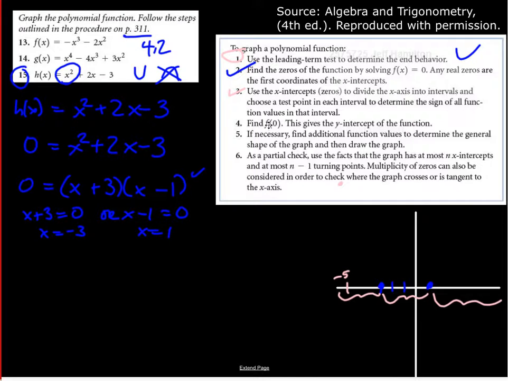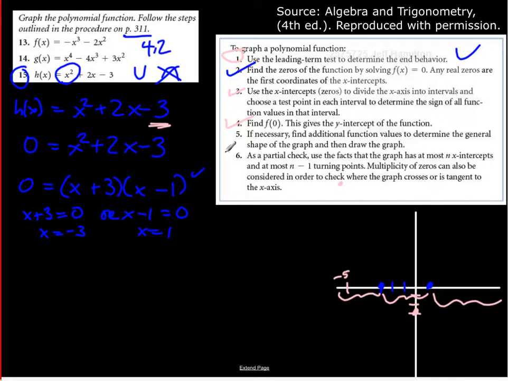Find f of 0, in other words, the y-intercept. The y-intercept, if it's written in this form, is always this last number. So at an x of 0, a y value of negative 3, right there's where it crosses the axis. Done. If necessary, find additional function values to determine the general shape of the graph and then draw it. Well, it's quadratic. I'm pretty sure of what it's going to look like. As a partial check, use the fact that the graph has at most n x-intercepts and at most n minus 1 turning points.